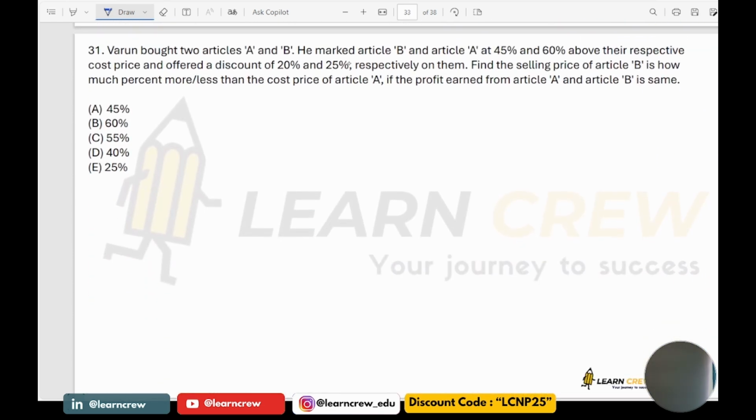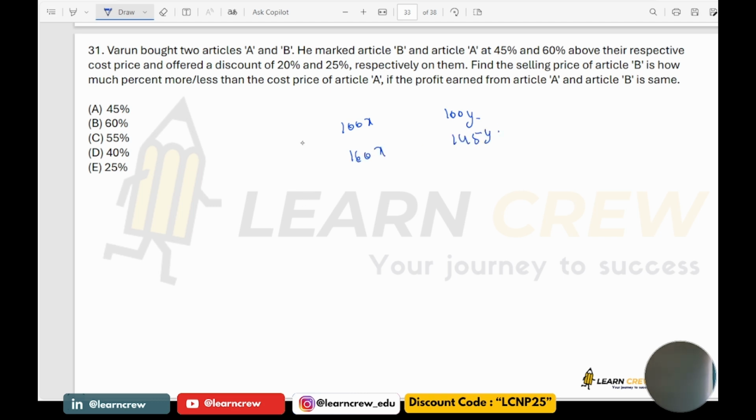Varun bought 2 articles A and B. He marked article B and article A at 45% and 60% above their respective cost price and offered a discount of 20% and 25% respectively on them. Find the selling price of the article B is how much percentage more or less than the cost price of article A if profit earned by article A and article B are same. So one is 100x cost price, the other is 100y. So one's market price would be how much? 160. The other should be 145.